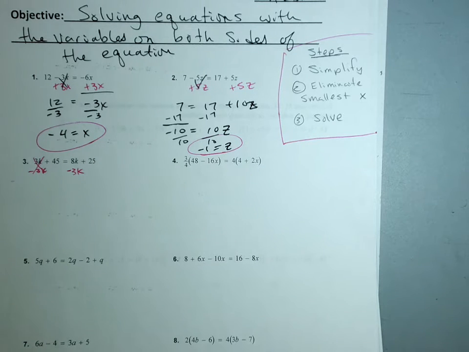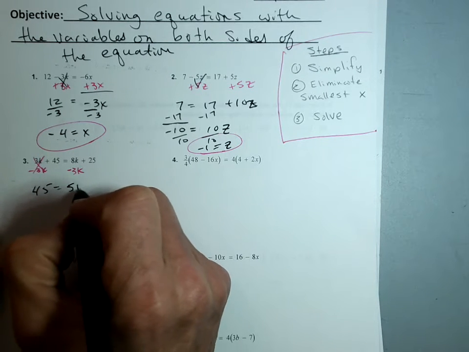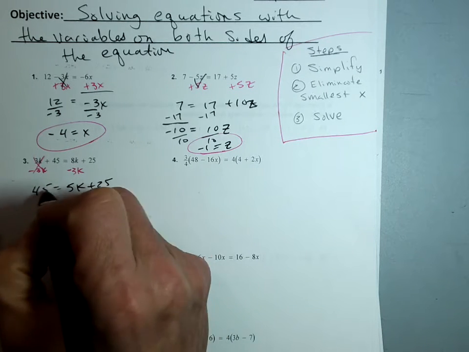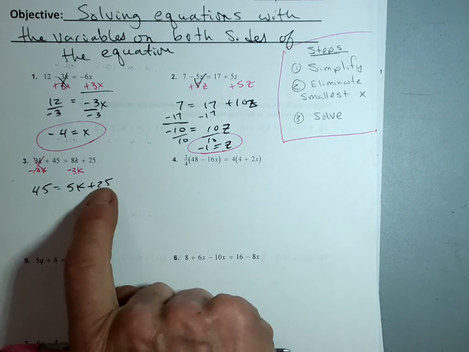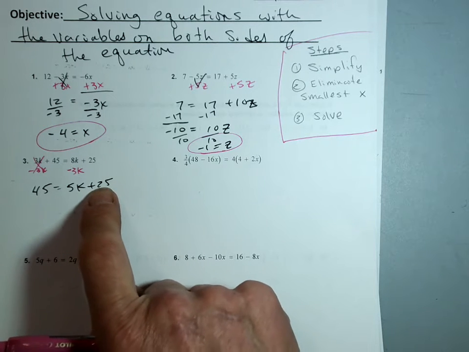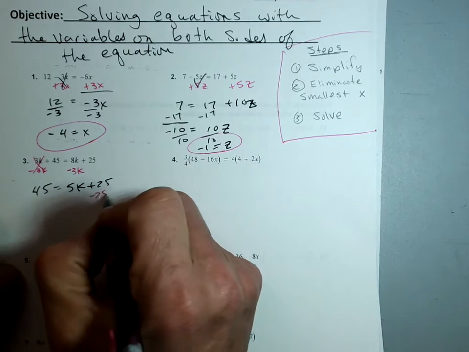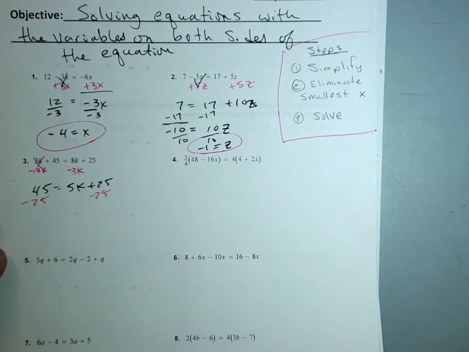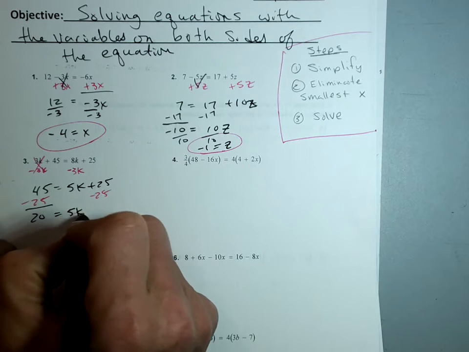So then what do I have? I've got 45 equals 5k plus 25. Now we're right where we were yesterday, and we're going to solve. So I'm going to eliminate, I'm going to get rid of the 25. How do we get rid of the plus 25? Subtract 25, subtract 25. So I get 20 equals 5k.